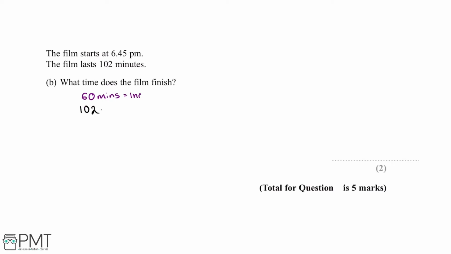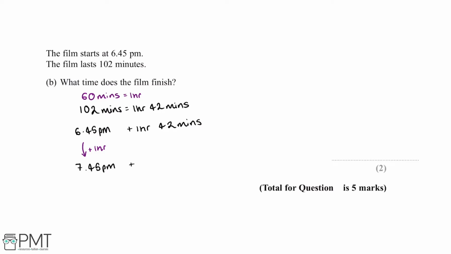And if this is the case, then 102 minutes is equal to 1 hour 42 minutes. And this will be useful when working out the time the film finishes. So if the film starts at 6:45 and it lasts 102 minutes, then it will finish 1 hour and 42 minutes later than 6:45. So the first thing we can do is add an hour onto this time on the left. So after an hour, the time will be 7:45 p.m.